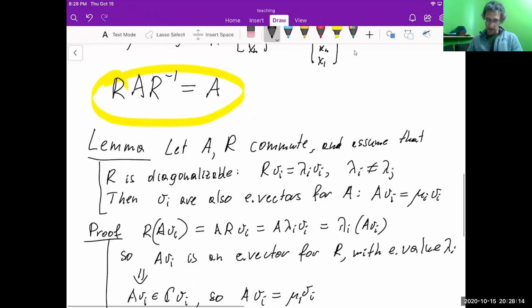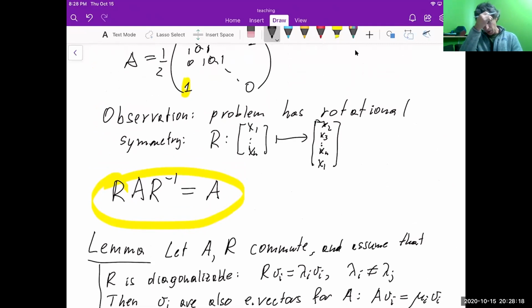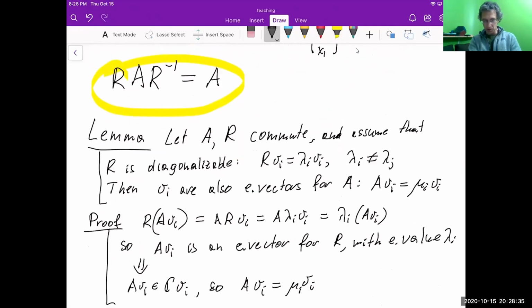Well, it does. So here is the situation. We have two operators. One operator A is the one we wanted to diagonalize in the very beginning, and that's a rather complicated one. But then we found another one which acts as a symmetry, which is to say it commutes with A. And now we have the lemma which says that if we could diagonalize R, and if we were lucky that the eigenvalues are distinct, then we would immediately get diagonalization for A for free.